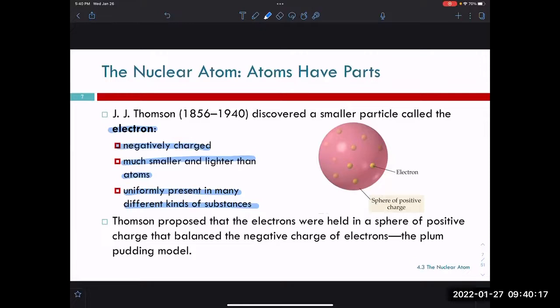His model was the plum pudding model, where he proposed that the electrons were held in a sphere of positive charge in every atom. When you hear pudding, you think of chocolate pudding or vanilla pudding, like goop. That's not what plum pudding is. It's more like fruitcake. Imagine a fruitcake, the electrons are the little pieces of fruit suspended throughout the cake. He ended up being wrong, but this was one of the first ideas separating the atoms into individual parts.